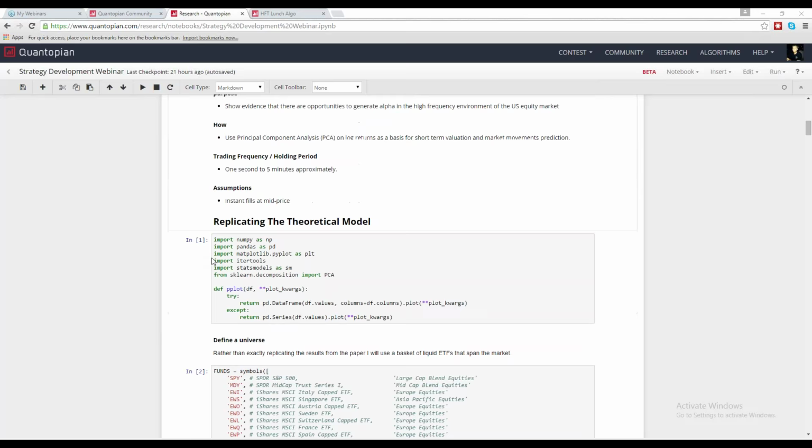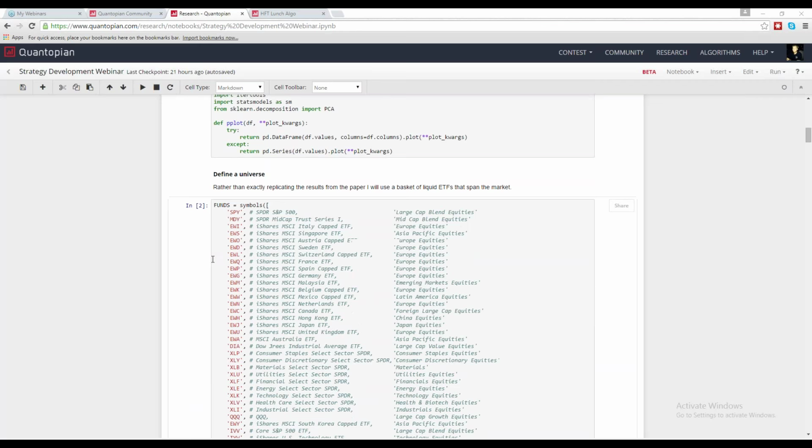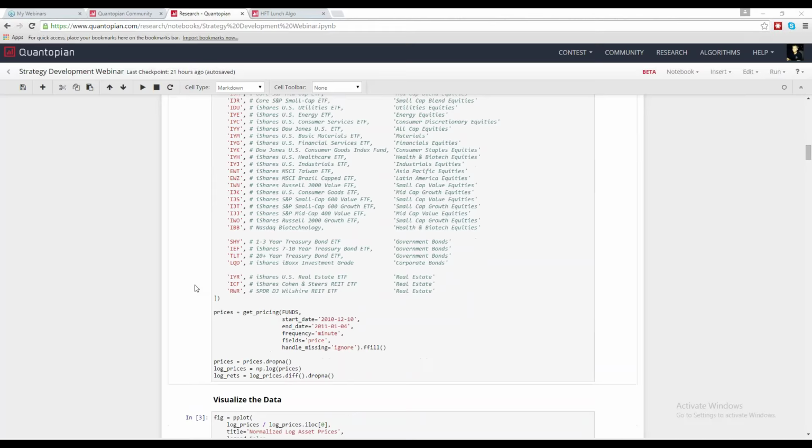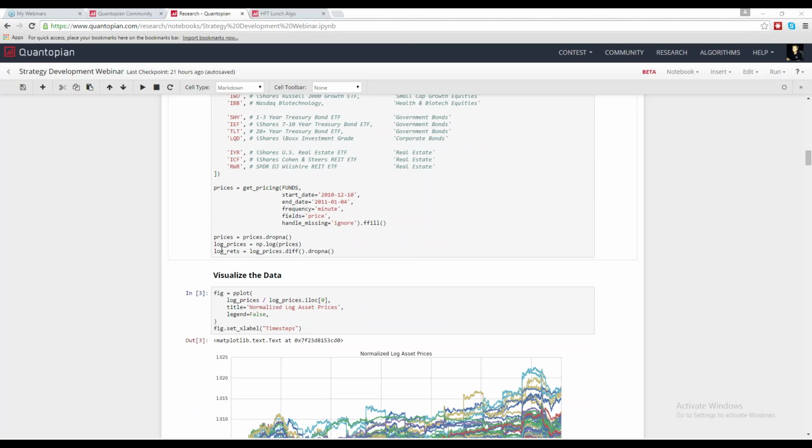All right, so on to replicating the model. Rather than using the stocks in the paper, I believe they used a random batch of 50 or so S&P 500 equities, I just went with a basket of ETFs. We're not able to exactly replicate their results in this case because they're using tick level data and Quantopian has minute bars, but we should be able to get similar findings.